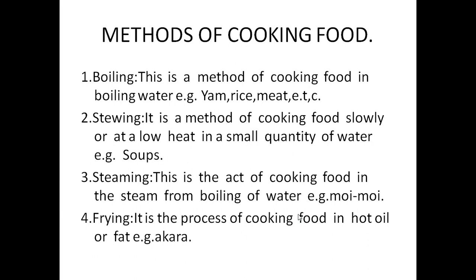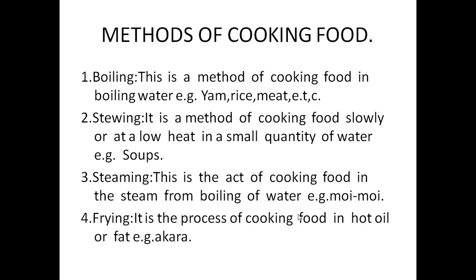You cook it gradually. When you want to make stew, you allow the pepper to get dry. So that is what is meant by that. Then steaming is the act of cooking food in the steam from boiling water, e.g. moi moi. Another one is egg custard. You are not cooking the moi moi directly inside the boiling water. You have to wrap it or put it inside a container and cover it up before you put it inside the boiling water to steam. It's that steam that is cooking the moi moi.